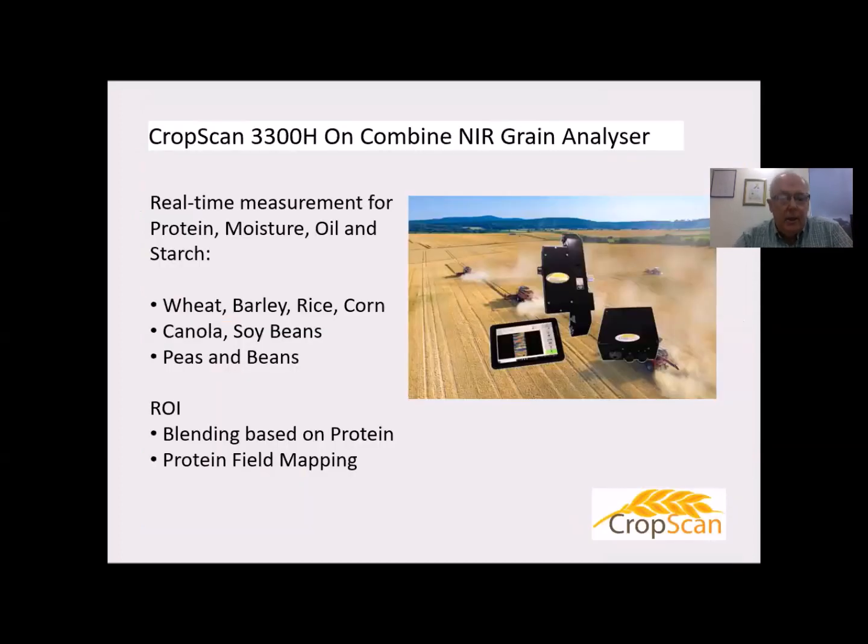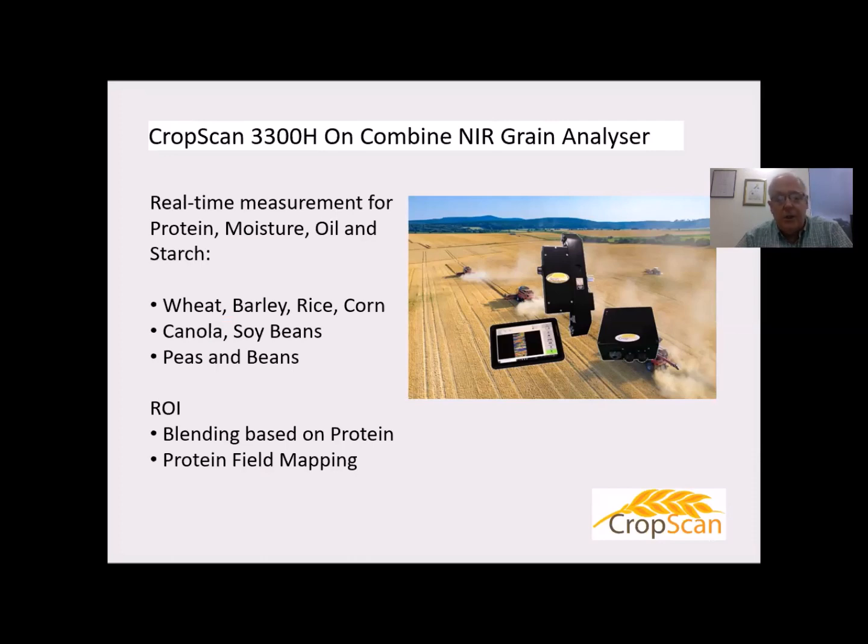Now, these type of presentations should not be a sales plug, but I need to actually introduce the NIR Combaton on-combine analyzer. This is a system that is mounted onto the combine. The objective is to take real-time measurements for protein, oil, moisture, starch in wheat, barley, rice, corn, canola, soybeans, oil seeds, in other words, and pulses, peas and beans. And there are some other crops that can be done.